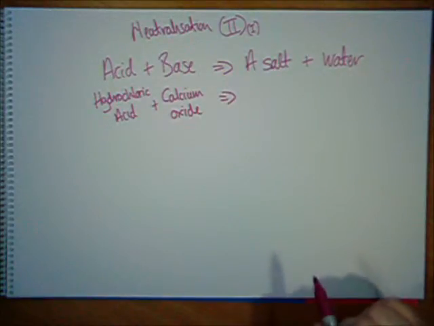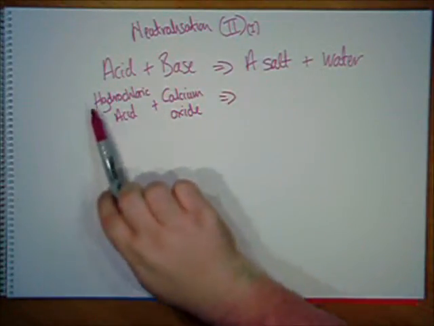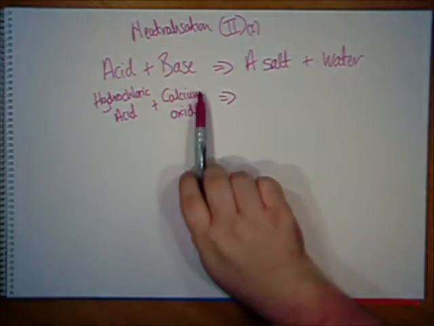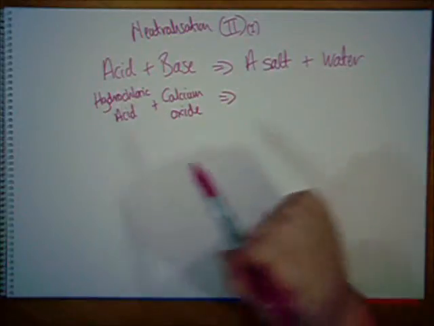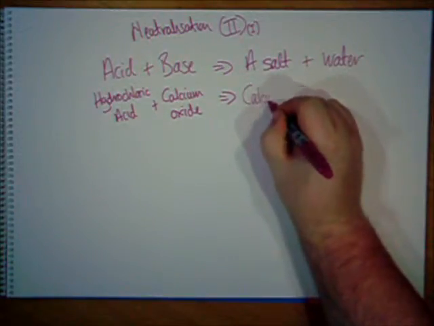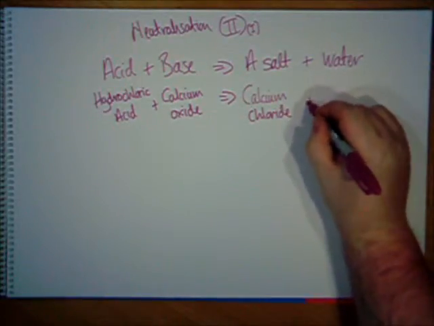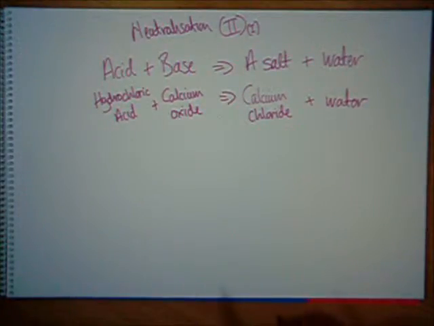Now, the salt that we'll make is going to be a chloride. We know that because we're using hydrochloric acid, and hydrochloric acid makes chlorides. The next question is, well, what kind of chloride? And we work that out from knowing the name of the metal that's in the base. So it's going to be calcium chloride. And of course, water. So, if you're asked to write a word equation, that's exactly what the reaction between an acid and a base would look like.